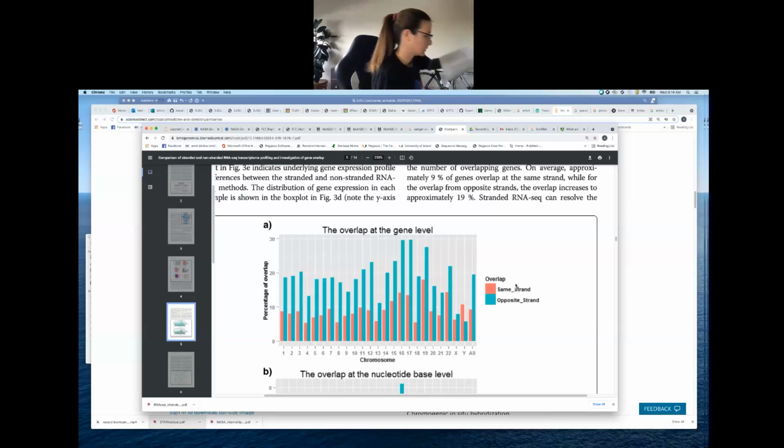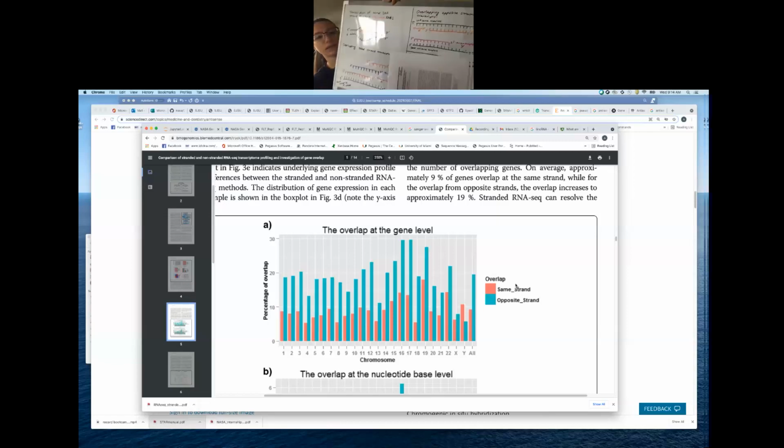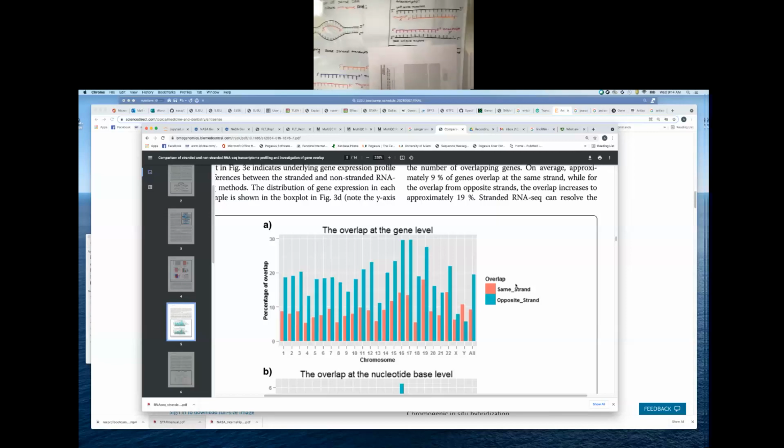we can also make overlapping transcripts from opposite strands. As you can see again in black, you have the template DNA. On the top you have the sense template DNA, and on the bottom you have the antisense template DNA. And you again have two transcripts being transcribed here, transcript X and transcript Y.